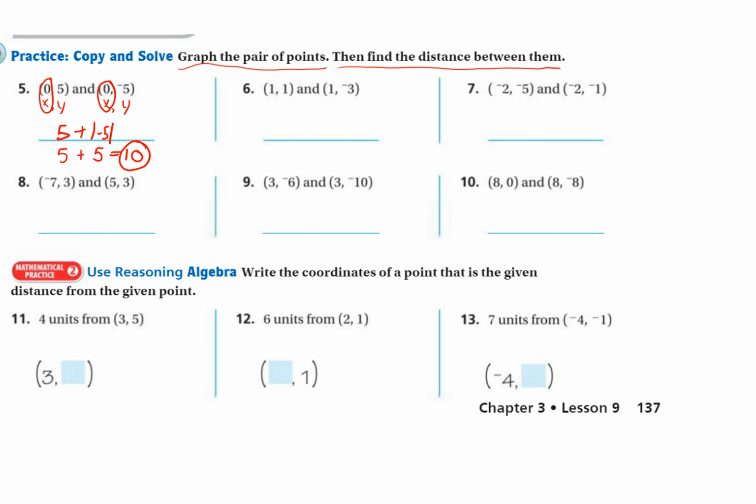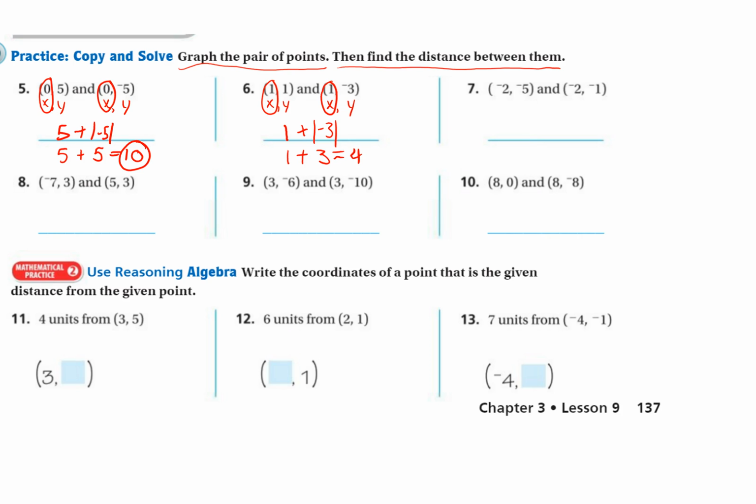Okay. If I go on to number 6, x and then y, x and then y, my x values are the same. My y values, I have positive and negative, so I can add them, but I need to add the absolute values. Absolute value of 1 is 1, plus the absolute value of negative 3, and that would be 1 plus the absolute value of negative 3 would be positive 3. So those are 4 apart.